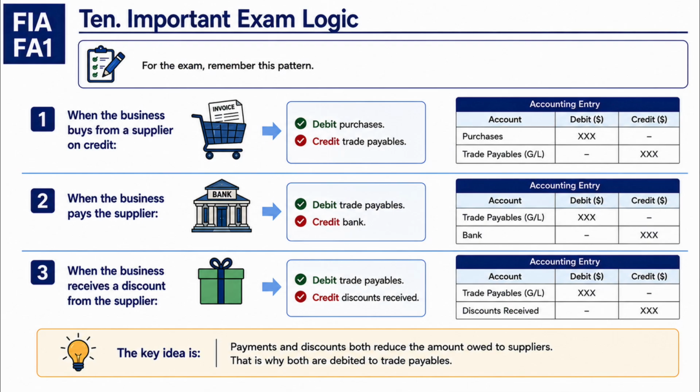10. Important exam logic. For the exam, remember this pattern. When the business buys from a supplier on credit, debit purchases, credit trade payables. When the business pays the supplier, debit trade payables, credit bank. When the business receives a discount from the supplier, debit trade payables, credit discounts received. The key idea is payments and discounts both reduce the amount owed to suppliers. That is why both are debited to trade payables.